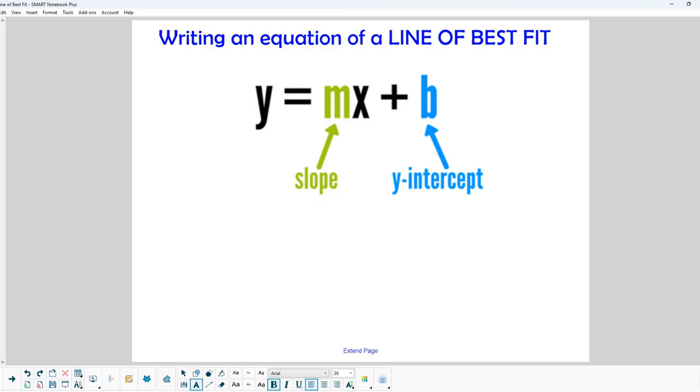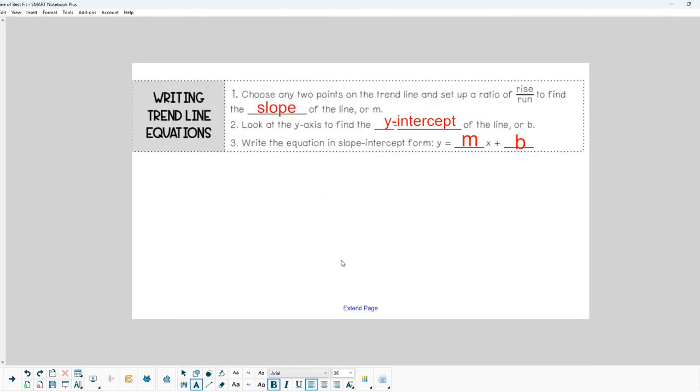So remember that when we write an equation of a line of best fit, it's going to look like our old friend y equals mx plus b. And you've got to pay really close attention, and you'll have a great line of best fit when we're done. So first, choose any 2 points on the trend line and set up a ratio of rise over run to find the slope of the line. And then look at the y-axis and find where the line of best fit intercepts that line. And that will be our b value or our y-intercept. And then you write the equation with y equals the slope that we found and b the y-intercept that we found.